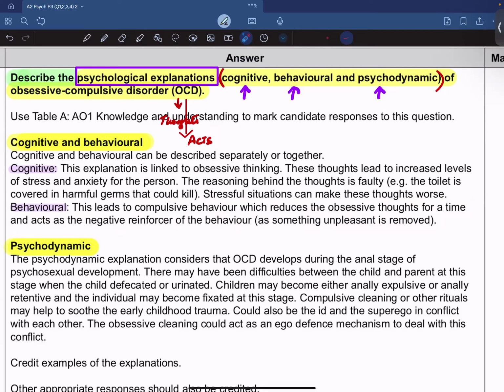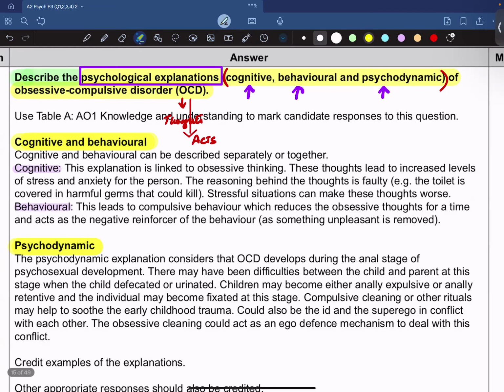According to the psychodynamic explanation, OCD develops during the anal stage of the psychosexual stages of development. There may have been difficulties between the child and the parent at this stage when the child defecated or urinated. Children may become either anally expulsive or anally retentive, and the individual may become fixated at this stage. Compulsive cleaning or other rituals may help to soothe the early childhood trauma.